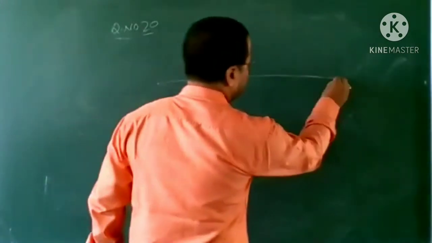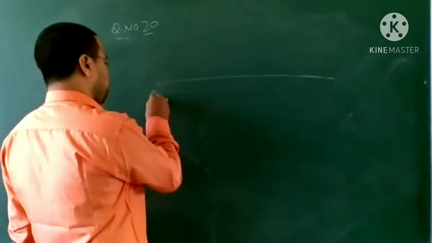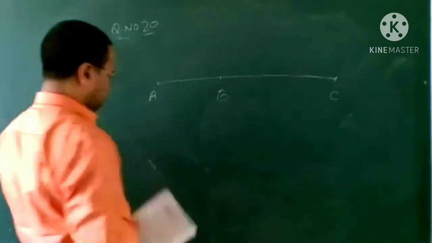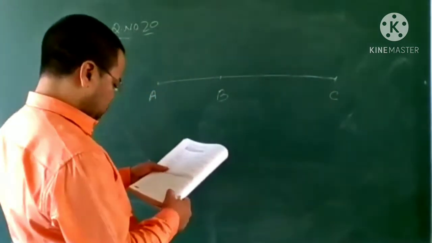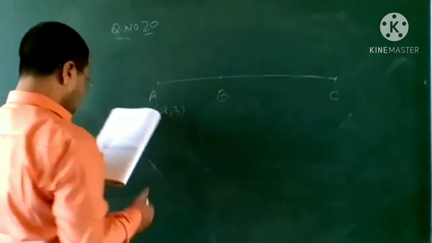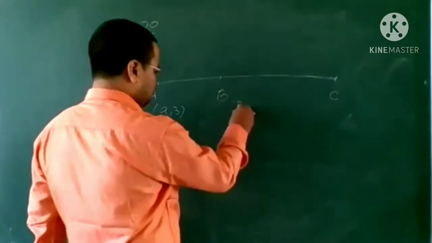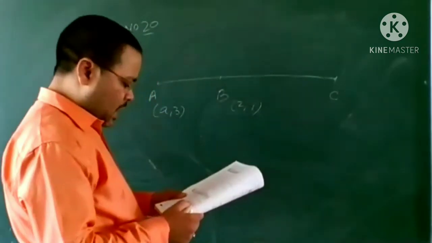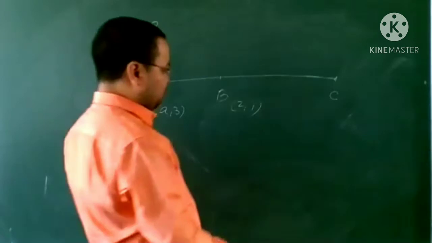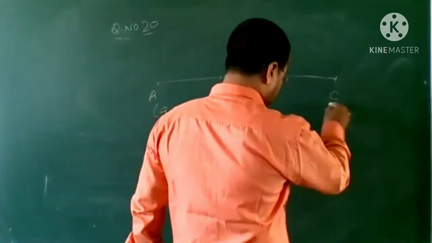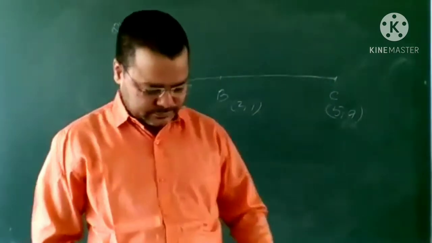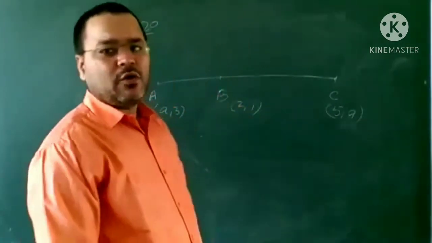Question number 20. Let this be point A, this be point B, and this be point C. A is (a, 3), point B is (2, 1), and point C is (5, a), and we have to prove they are collinear. Okay.